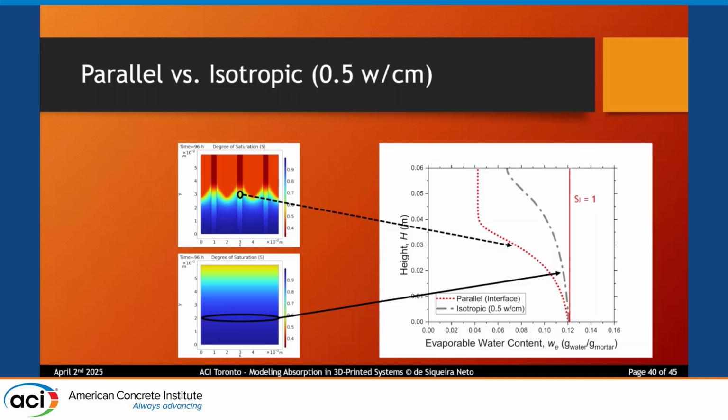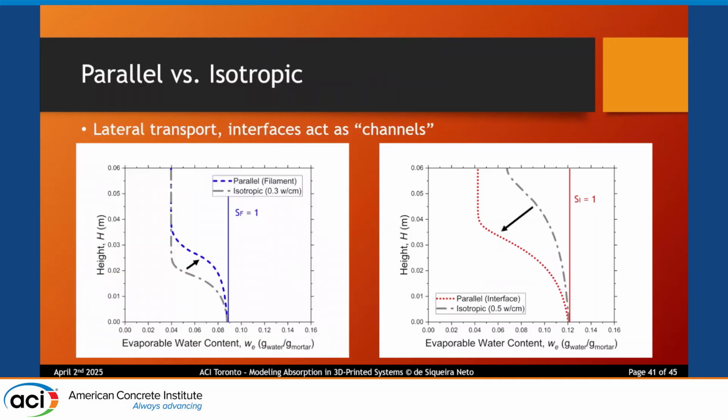And putting these two together really clarifies what is happening in the layered system when the layers are parallel to the absorption direction. There is additional lateral, horizontal moisture transport, fluid transport from the interface layers to the filament layers, and more than that, the interfaces act as transport channels that further the transport of fluid through the filaments.